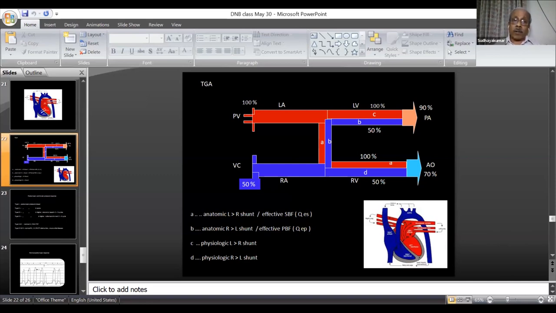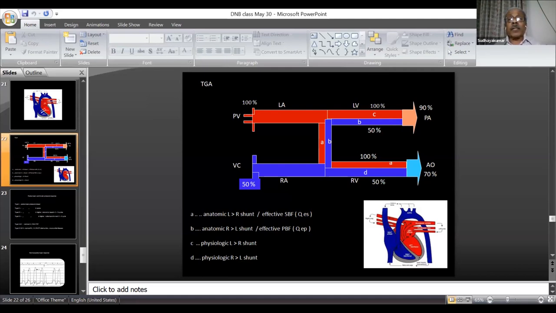And similarly, on the other way, the venous blood coming to the right heart, part of it goes to the left heart. So it is an anatomical right to left shunt. And that will go to the pulmonary circuit for oxygenation. So it is the effective pulmonary blood flow. And there is oxygenated blood going to the pulmonary arteries, the physiological left-right shunt. Left-right shunt means oxygenated blood is going to the lungs. So this one, C, is the physiological left-right shunt, but it is not anatomical. Anatomically, it is going straight. So this is the physiological left-right shunt.